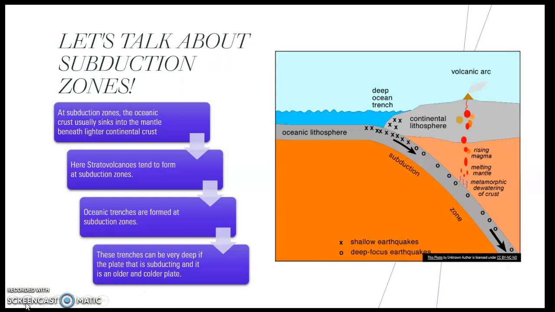Let's talk about subduction zones. Subduction zones are where the oceanic crust usually sinks into the mantle beneath the lighter continental crust. Stratovolcanoes tend to form, and oceanic trenches are formed, and they are very deep.